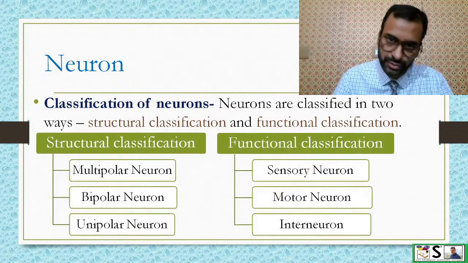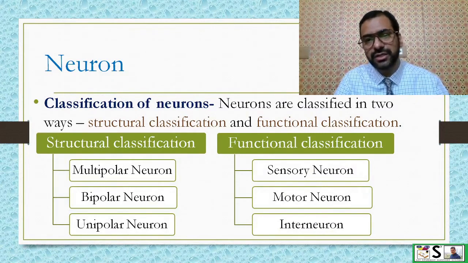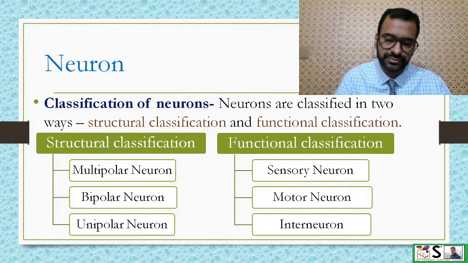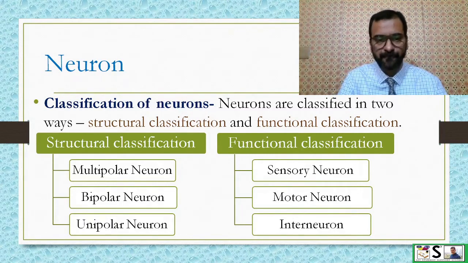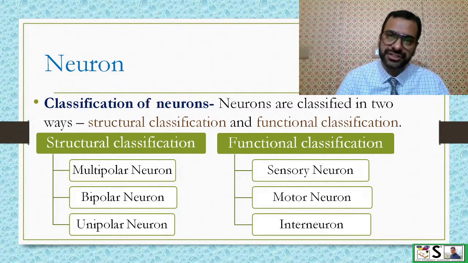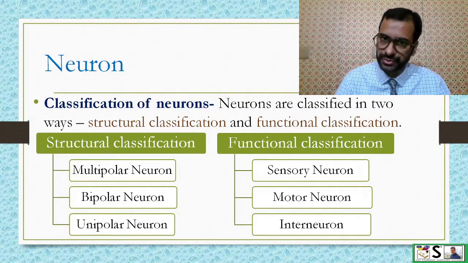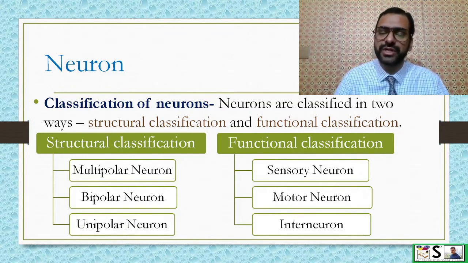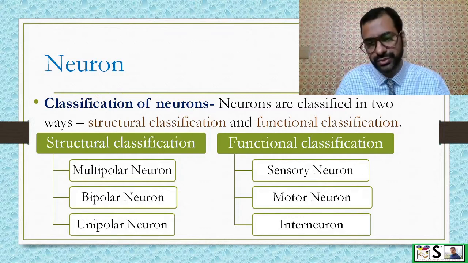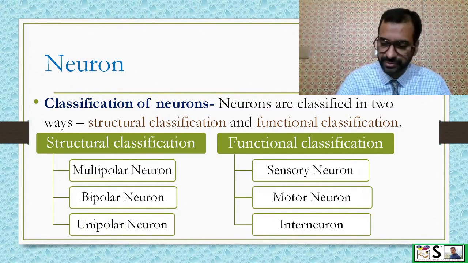Now, classification of neurons. Neurons are of different types and there are two types of classification: structural classification and functional classification. In structural classification, we classify neurons as multipolar neuron, bipolar neuron and unipolar neuron. And in the functional classification, we classify neurons as sensory neuron, motor neuron and interneuron. So what are these? We will discuss them one by one now.